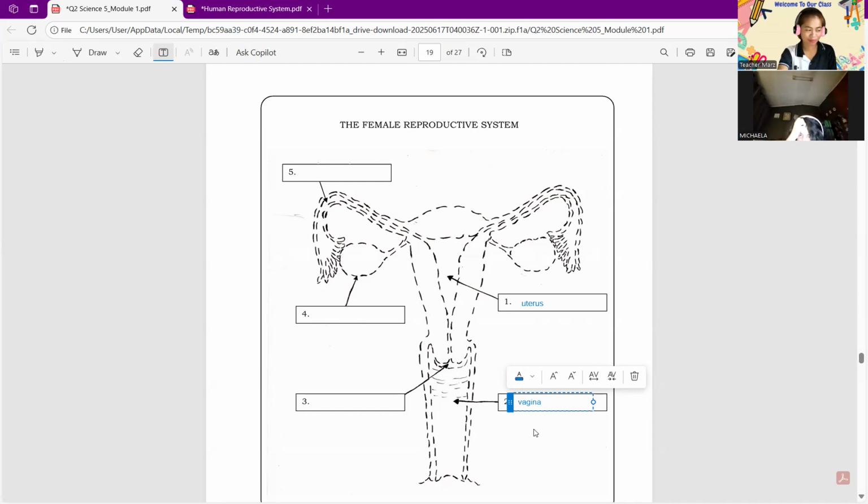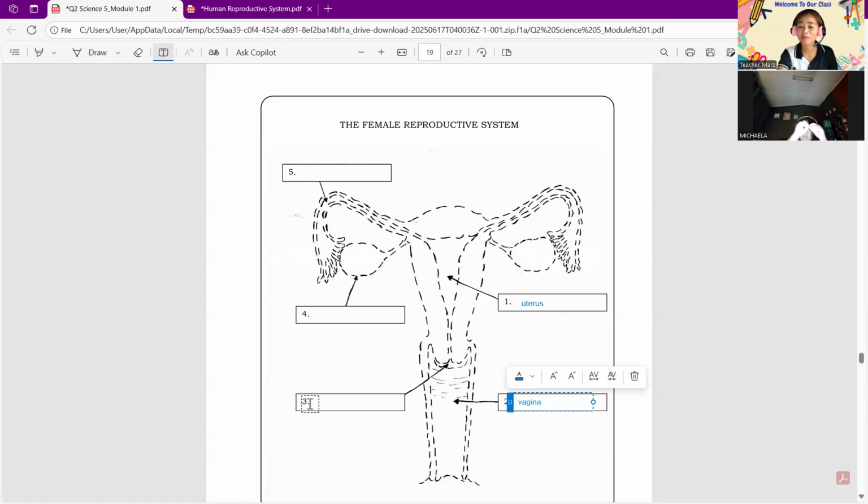So what is vagina? The passageway of the sperm cell. Passageway for the egg cell. It is the passageway for the menstrual flow, and sometimes during delivery, it will also serve as the passage of the baby. It will expand to let the baby pass. Okay.